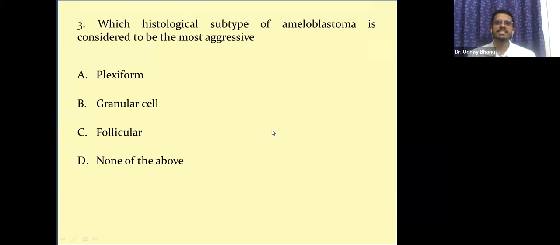Which histological subtype is considered to be the most aggressive? Aggressive will be the granular cell ameloblastoma. Very good. The granular cell ameloblastoma is considered to be the most aggressive histological subtype. The granules within the granular cell ameloblastoma are actually aggregates of lysosomes. Please remember that the granules in the granular cell type of ameloblastoma are actually lysosomes.